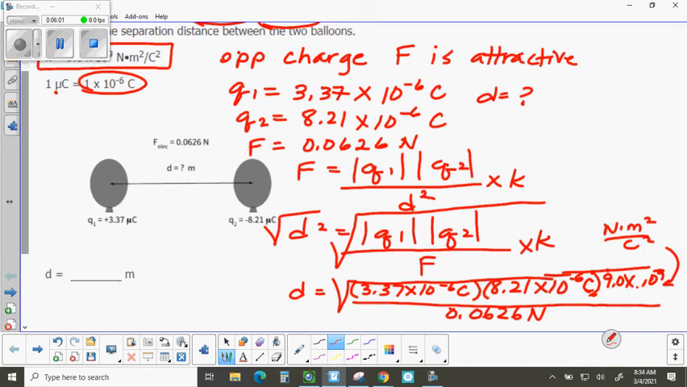All right, so then you just plug that into your calculator. I'm going to let you do that. You're going to want to do all of the math under the square root sign first, and then find the square root of that, and then that will be the distance.